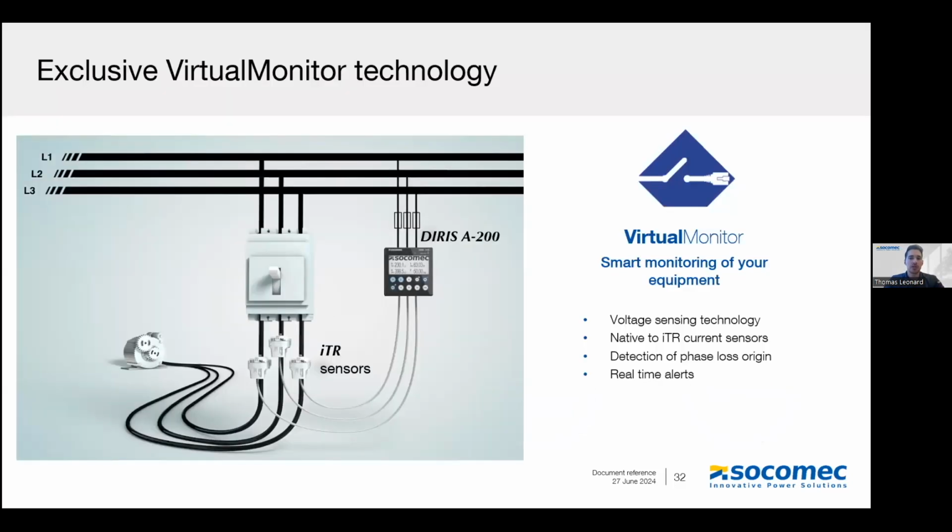An exclusive technology that we have with the A200 when it's connected to our ITR current sensors is that we're able to sense voltage on the individual conductors. The ITR current sensors are, of course, monitoring current. They're current sensors, or CTs. But we also have a smart electrode inside that's sensing the presence or the absence of voltage. So we're capable of detecting not only if the protective device is open or closed, but also on individual poles to identify if there's a potential phase loss or a fault in the protective device, like a faulty contactor, for example.